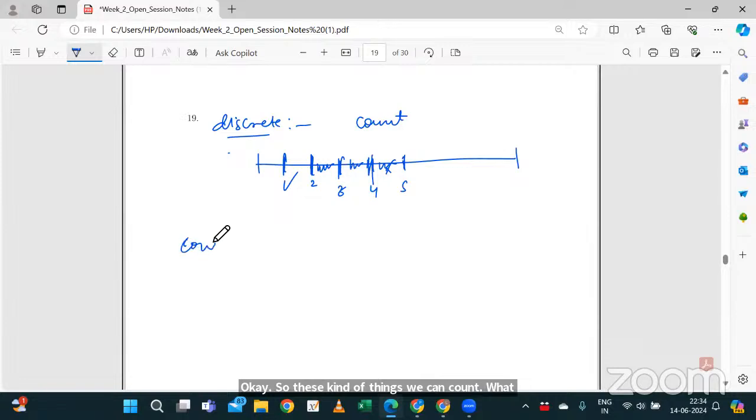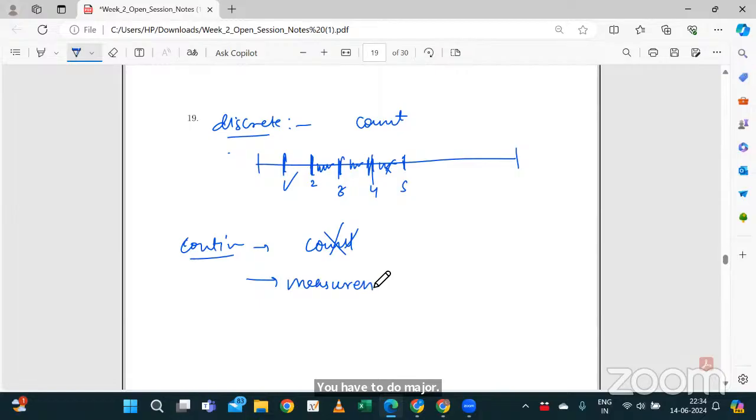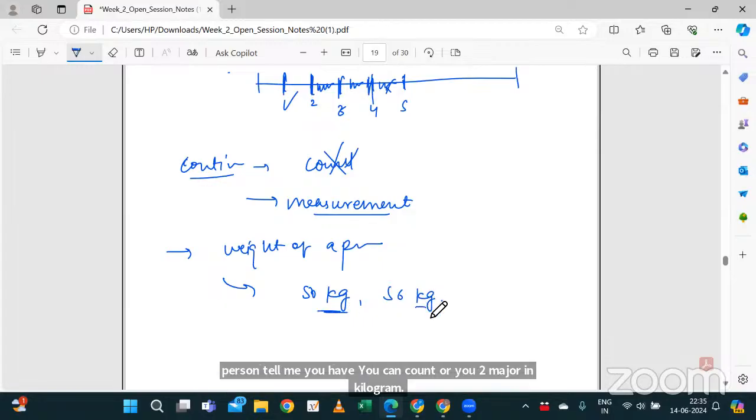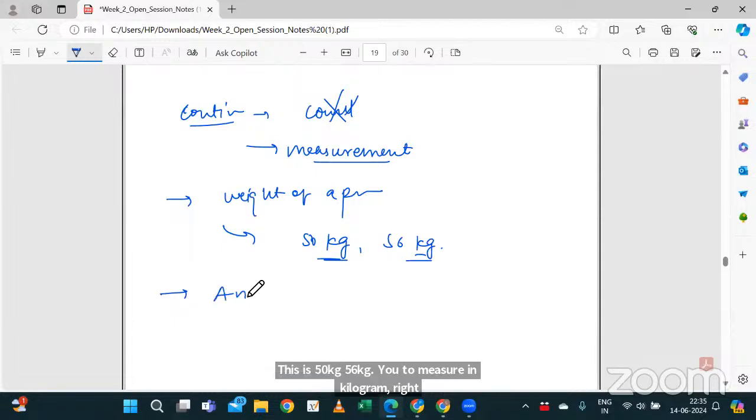What is continuous? Continuous is something which you cannot count. You have to measure it, which means measurement is there. What do I mean by measurement? Let's say the weight of a person. Can you count it, or do you have to measure in kilograms? Let's say 50 kilograms, 56 kilograms. You have to measure in kilograms, right? Yes or no, Rajat?